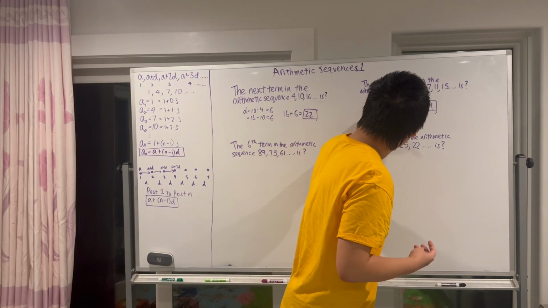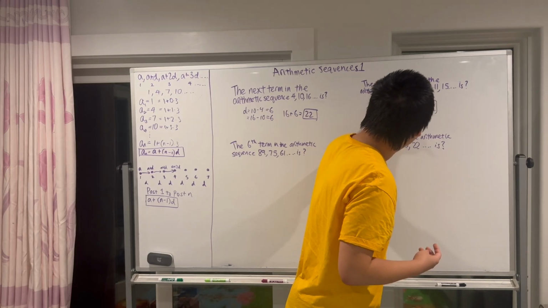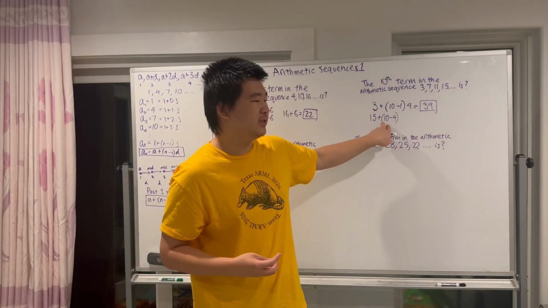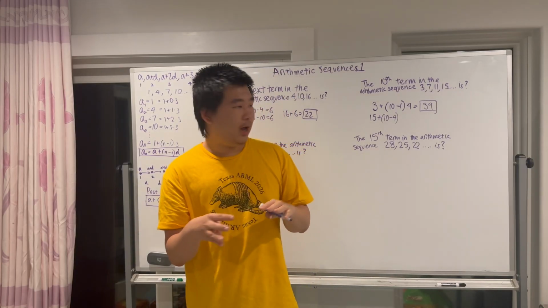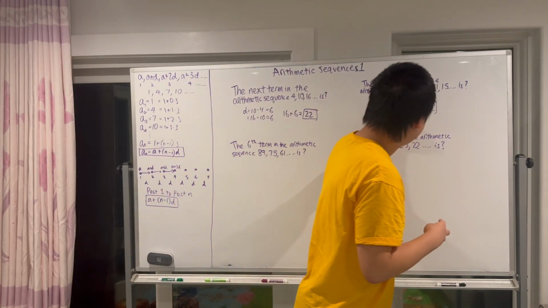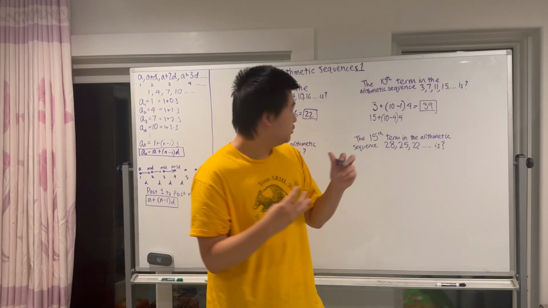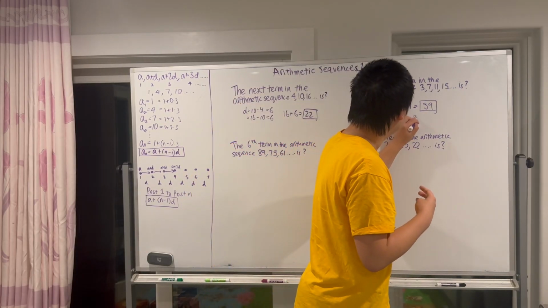And what that would have looked like is 15 plus 10 minus 4. So 10 minus 4 is like the number of gaps there are between post 4 and post 10, and then 4 is the distance of each gap. And so this would have also given us 39.